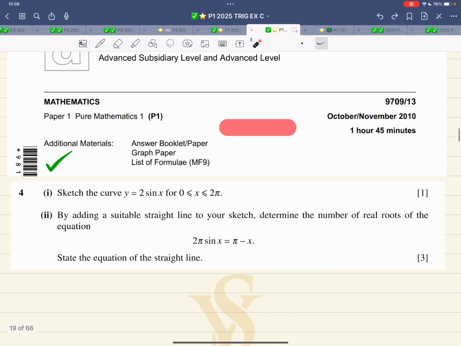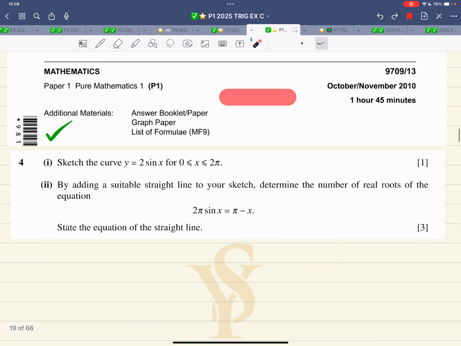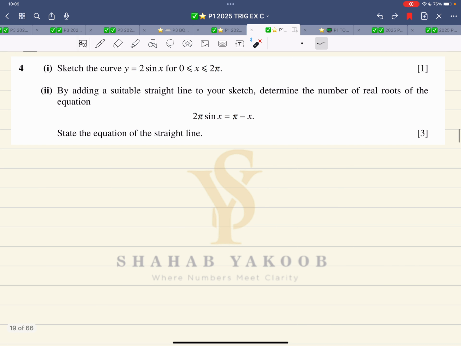I think that was this particular question. That is question number 7. It says sketch the curve y equals 2 sin x for x lying between 0 and 2 pi. That is the first thing. The second thing, by adding a suitable straight line to your sketch, determine the number of real roots of this equation. Now, very first thing is that I need to draw a grid.